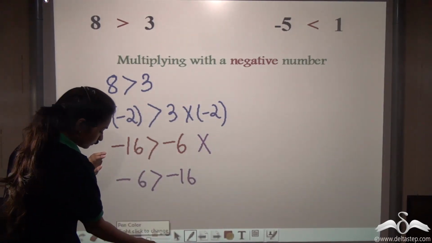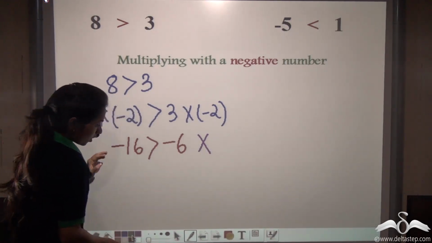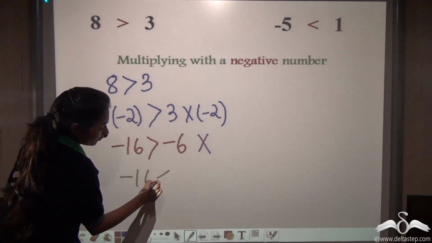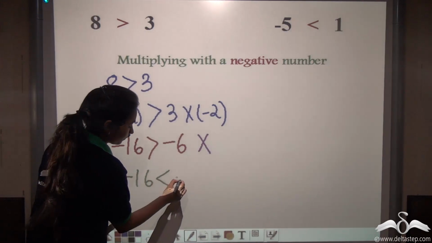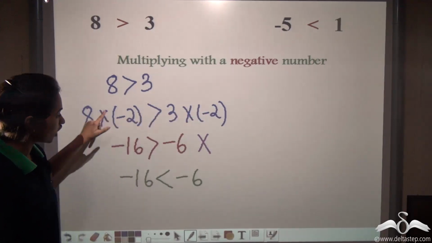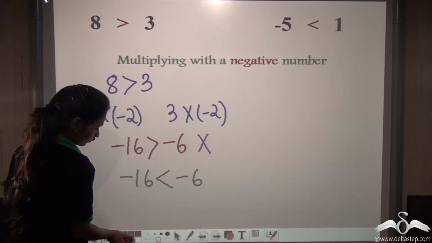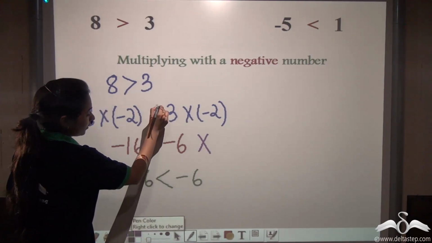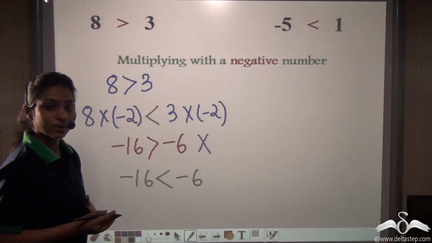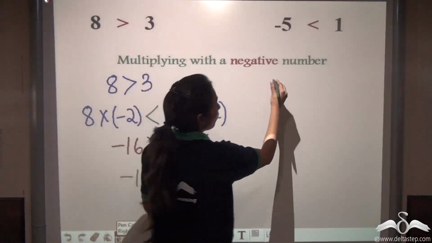So what we will do is, whenever we are multiplying with a negative number, we will change the sign of inequation to its reverse sign. So here you are multiplying with a negative number, so change the inequation and write the reverse of the inequation. Similarly, do it with this second inequation. Minus 5 less than 1.